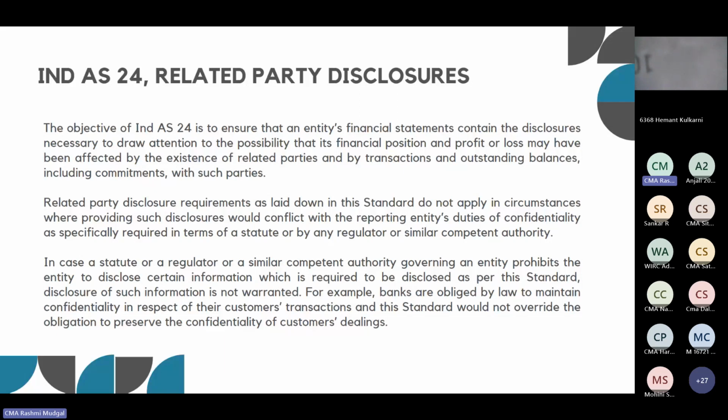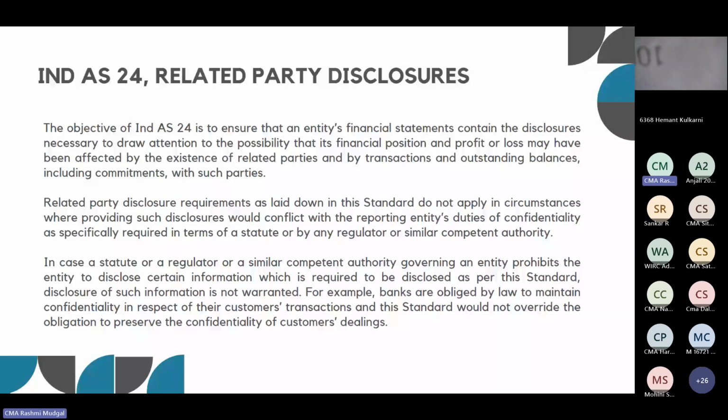Okay. In case a statute, regulator or similar competent authority governing an entity prohibits the entity from disclosing certain information which is required to be disclosed as per this standard, disclosure of such information is not warranted. For example, banks are obliged by law to maintain confidentiality in respect of their customers' transactions, and the standard would not override the obligation to preserve the confidentiality of customers' dealings.